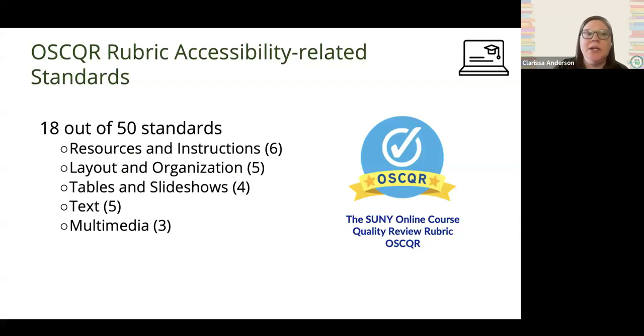If your institution isn't using something like Quality Matters, there are other rubrics. I have an example here, the OSCQR rubric from SUNY. In this one, a lot of the standards are related to accessibility as well. That's something to keep in mind: let's say we just built a course, does it meet some of these standards?